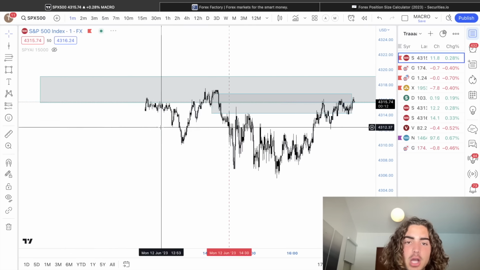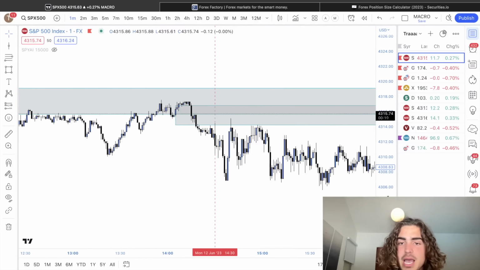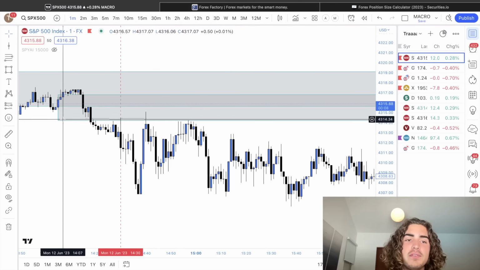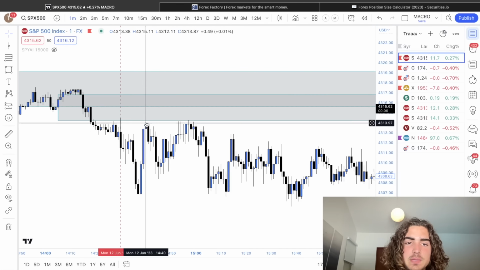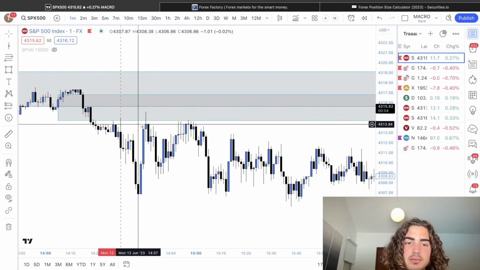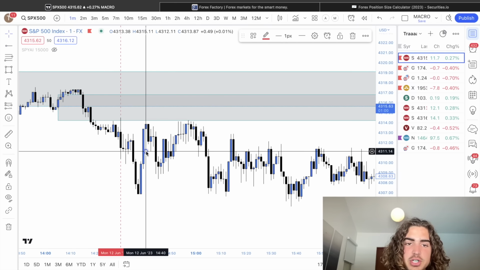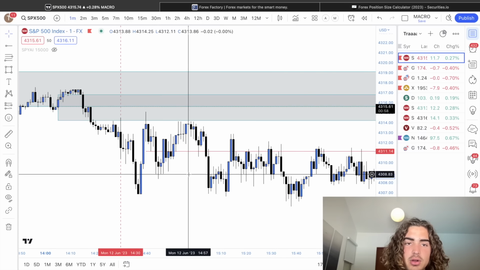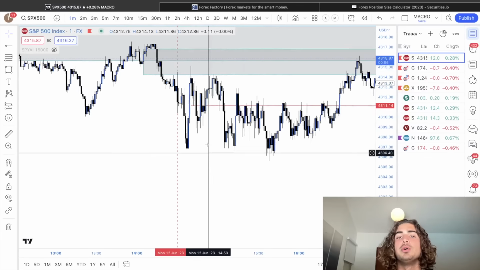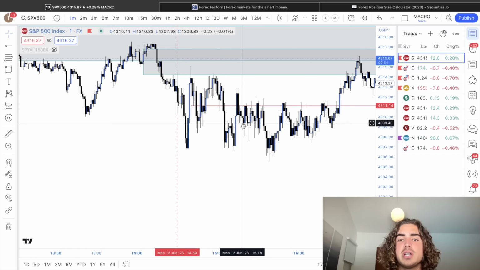Scaling down to an even lower time frame, getting a prime time entry. Okay, we mark off that 5-minute imbalance. We see it gets pushed up into here, right as market opens. Then we get a break of structure right here off of this candle close. Boom, you can enter into a short position off of that.